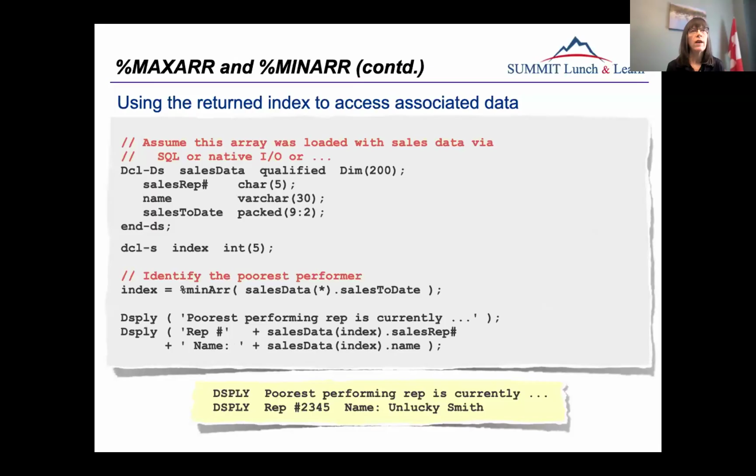And min array, of course, works the same way. So we have a min array example here, where we have the data structure array, and we want to pull from the sales data. Notice the way this is done: we want to use the sales to date value of that data structure. We're looking for the minimum of that value, the index of that minimum. And then, of course, we do the same thing with that display to say who the poorest performing rep is, and everybody can shame him, I suppose.